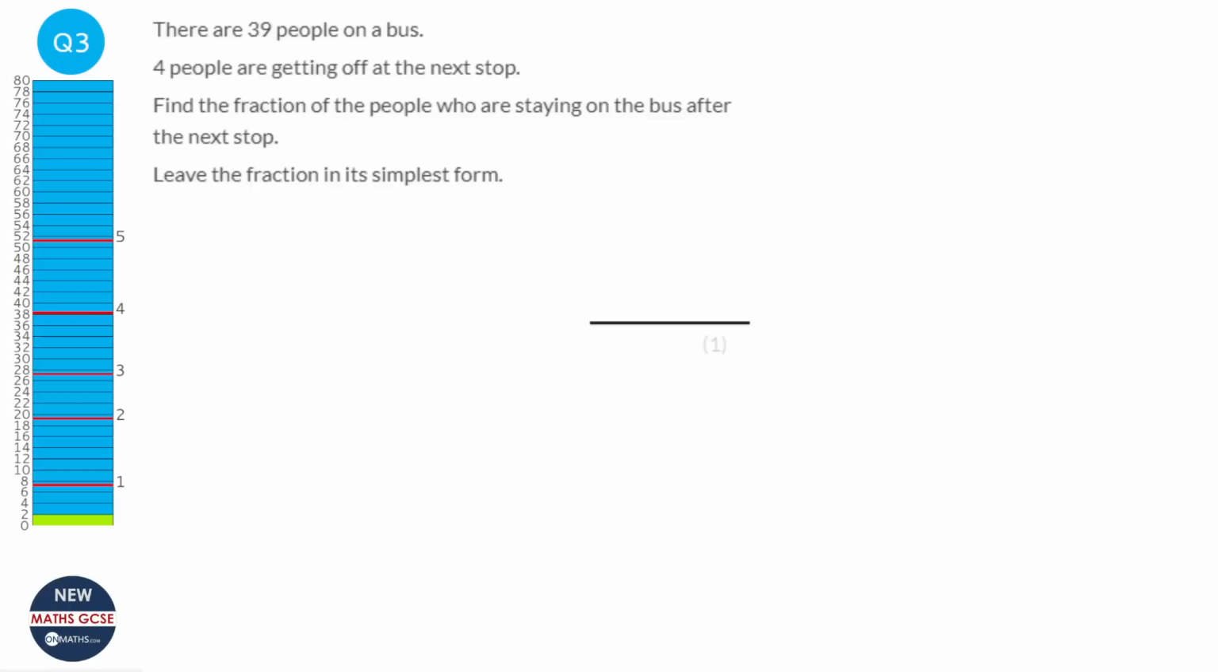In algebra, we don't show the times sign, so 17 times A times B just simply becomes 17AB. If there were 39 people on the bus and 4 people got off the bus, that would leave 35 people remaining on the bus. So the fraction of people staying on the bus is 35 out of the 39 people on the bus. So our answer is, as a fraction, 35 over 39, and we can't cancel that any further.